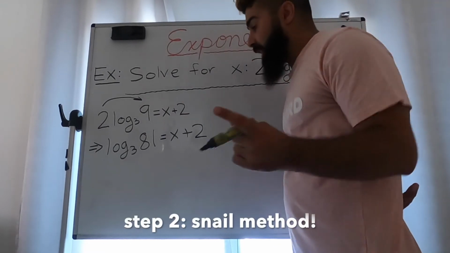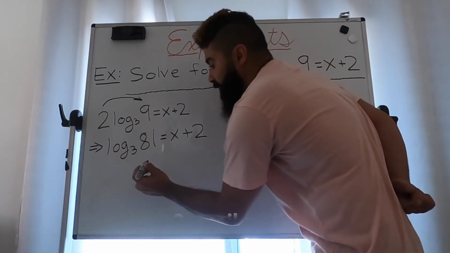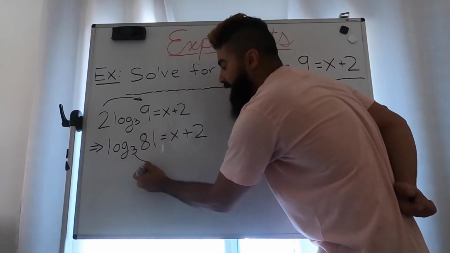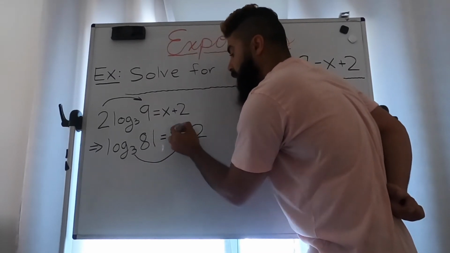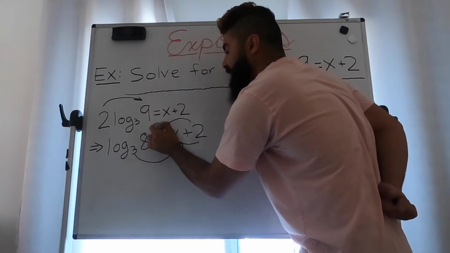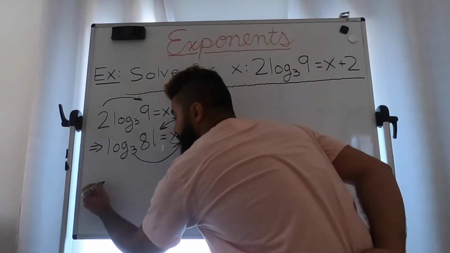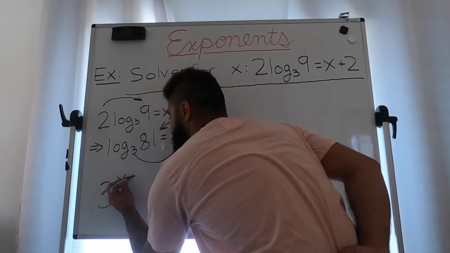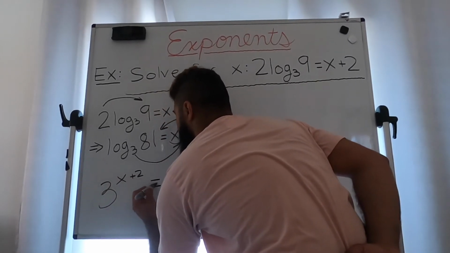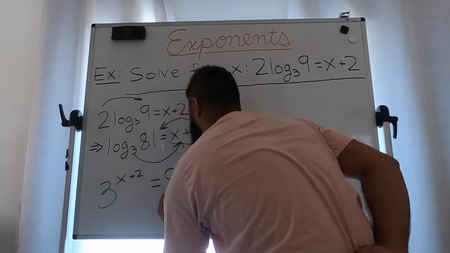I had a teacher in high school who used to tell us about this thing called the snail method. So it's always the base raised to what's on this side is always going to be equal to that big number. So that just means 3 to the power of x plus 2 is equal to 81.